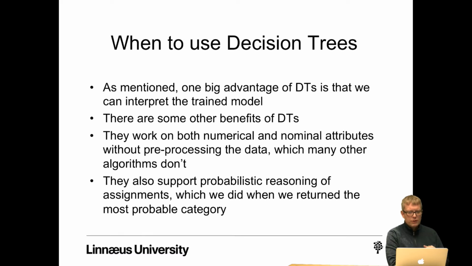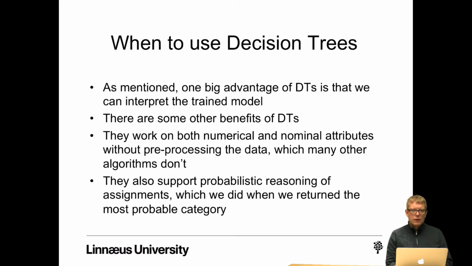So, when shall we use decision trees? As mentioned, one big advantage of decision trees is that we can interpret the trained model. We can visualize how the model came to its conclusions. But there are also some other benefits of decision trees. They work on both numerical and nominal attributes without pre-processing the data, which many other algorithms don't.